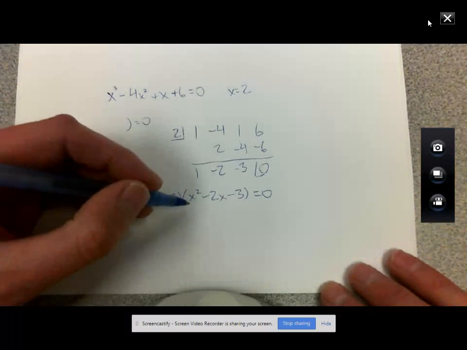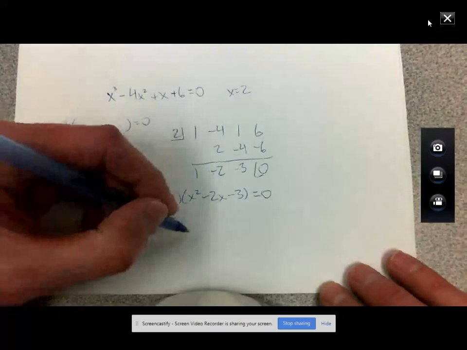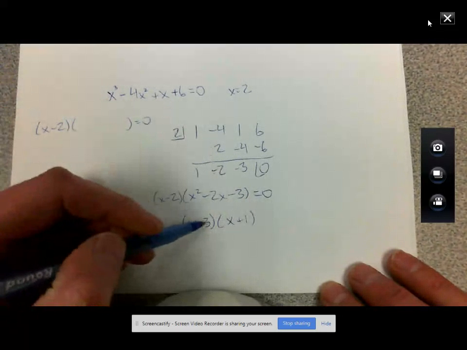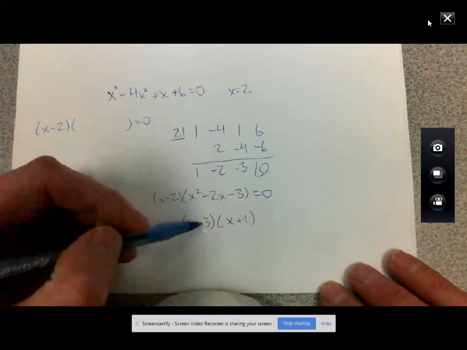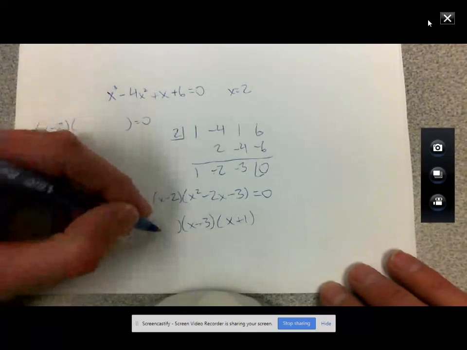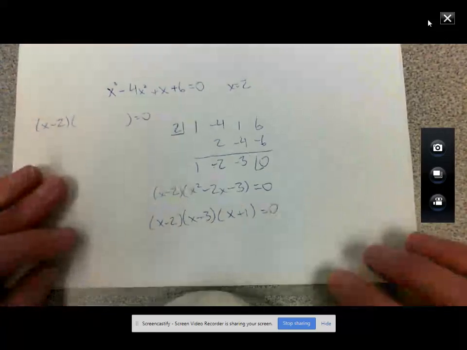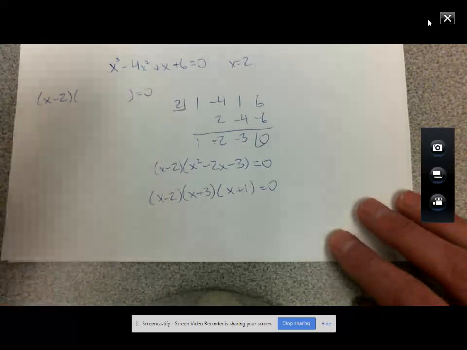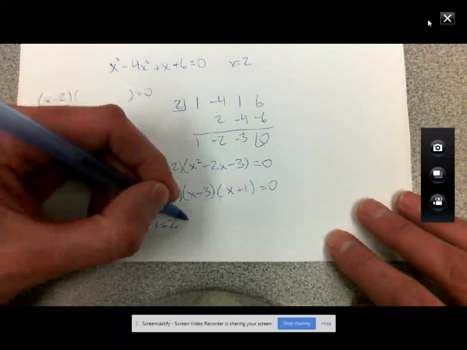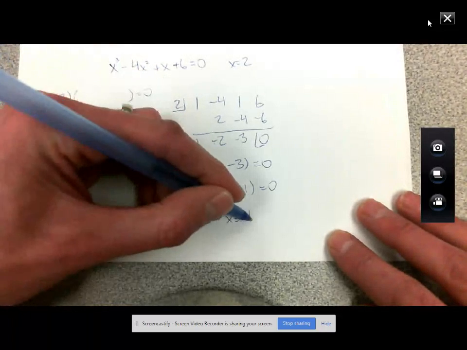Now I need to factor x squared minus 2x minus 3, and I believe that if I do x minus 3 and x plus 1, see, negative 3 times 1 is negative 3, negative 3 plus 1 is negative 2, so if you FOIL that out, you should get this quadratic there, which means I have a way of solving these now. We've got 3 linear equations basically. 2 minus 2 is 0, so x could be 2. 3 minus 3 is 0, so x could be 3. Negative 1 plus 1 is 0, so x could be negative 1.